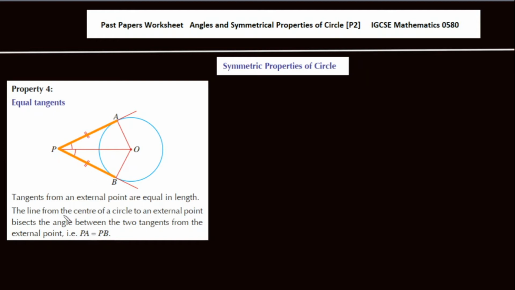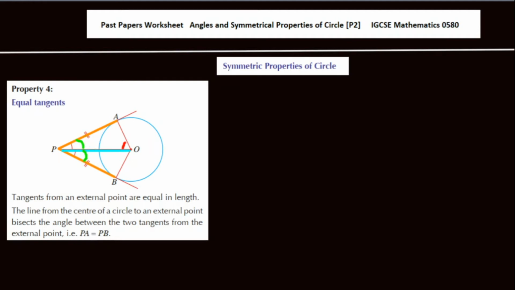Then it says the line from the center of the circle to an external point bisects the angle between the two tangents from the external point. Okay, so this is simply saying that this line here would now bisect these angles. So this angle and this angle will be equal, and then similarly this angle and this angle will be equal. Bisect means that, let's say if this overall angle was 120, then this blue line will cut it into two equal parts of 60 and 60.